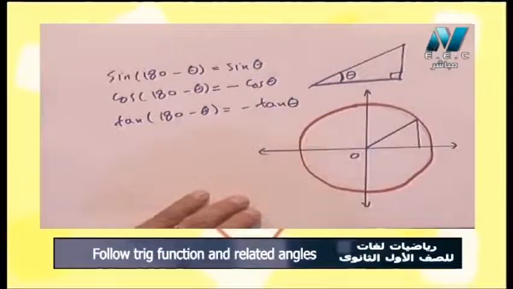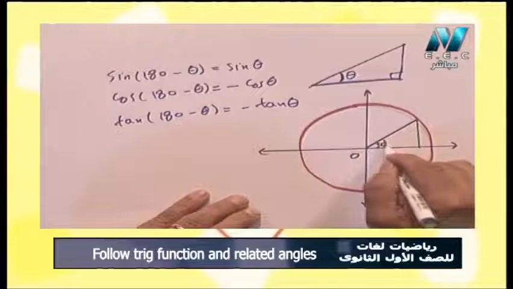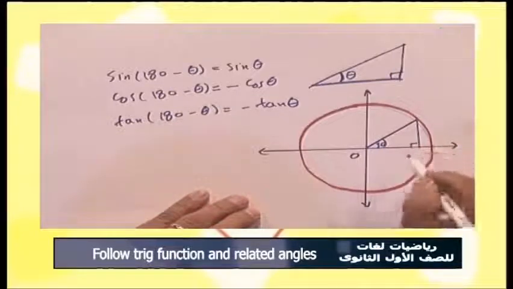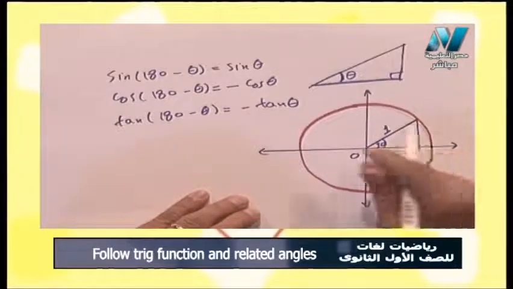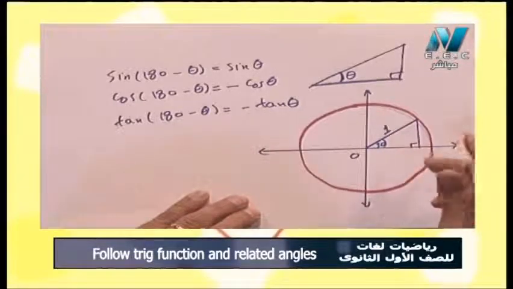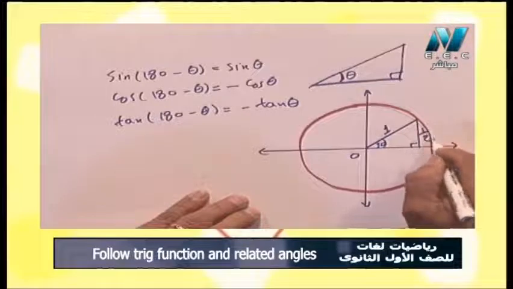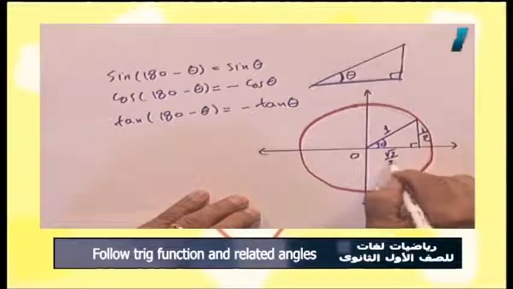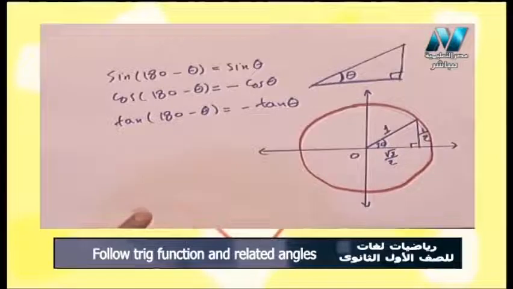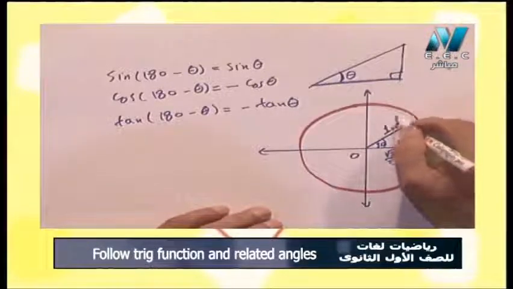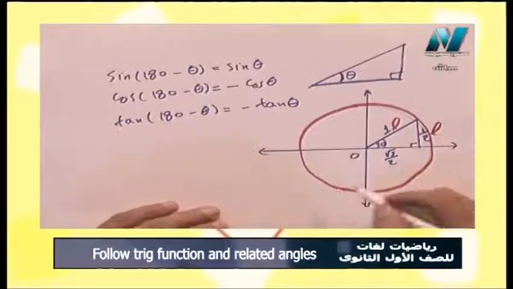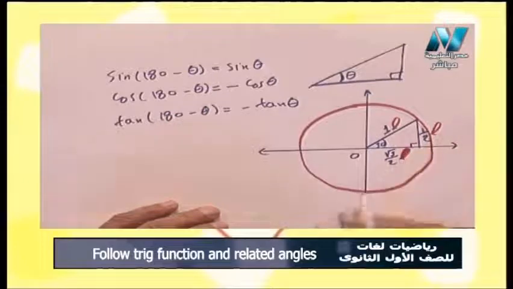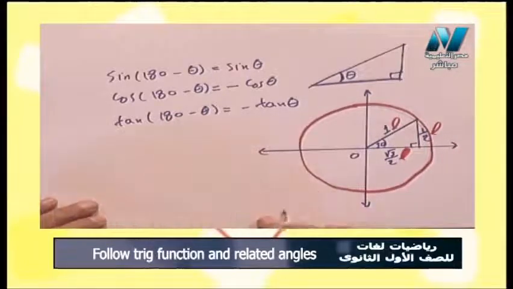Okay, we say 30 because 30 is a simple one. So for this 30, the radius will be 1 because it's a unit circle, and we have half here, and this is root 3 over 2 here. If we write it not only as 1, but as L, this will be half L, and this will be root 3 over 2 L. So we can generalize this.